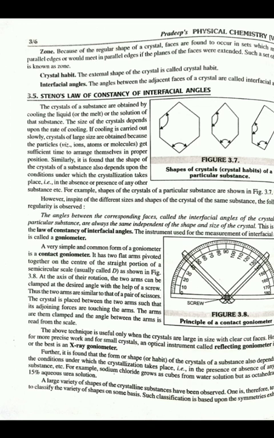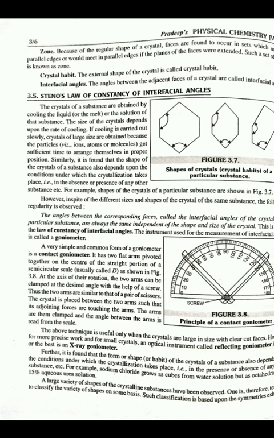Similarly, it is found that the shape of the crystals of a substance also depends upon the conditions under which the crystallization takes place, that is, in the absence or presence of any other substance, etc. For example, shapes of the crystals of a particular substance are shown in the figure. However, in spite of the different sizes and shapes of the crystals of the same substance, the following regularity is observed. The angles between the corresponding faces, called the interfacial angles, of the crystals of a particular substance are always the same, independent of the shape and size of the crystal. This is called the law of constancy of interfacial angles.